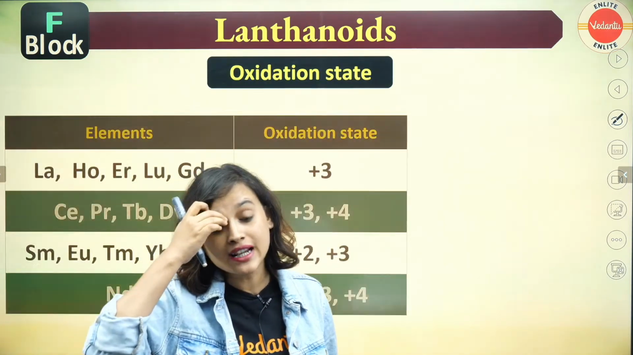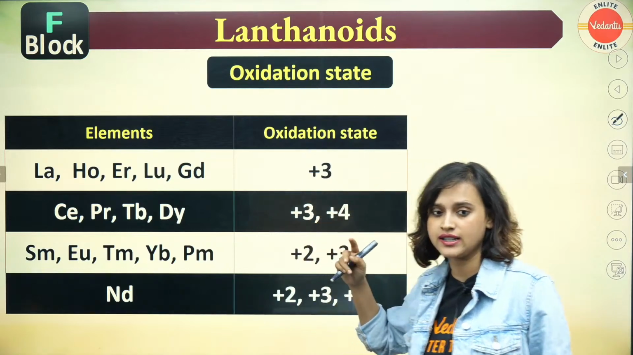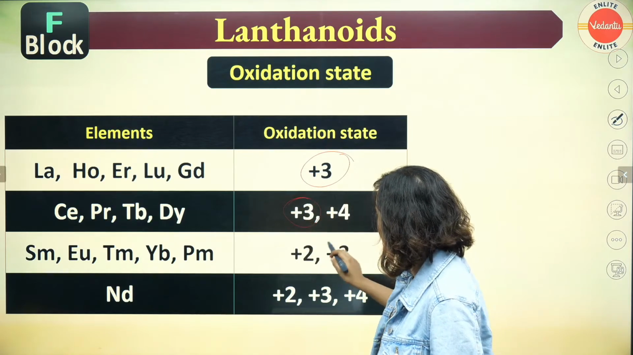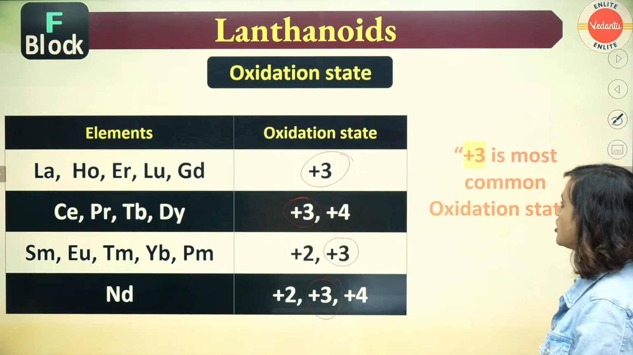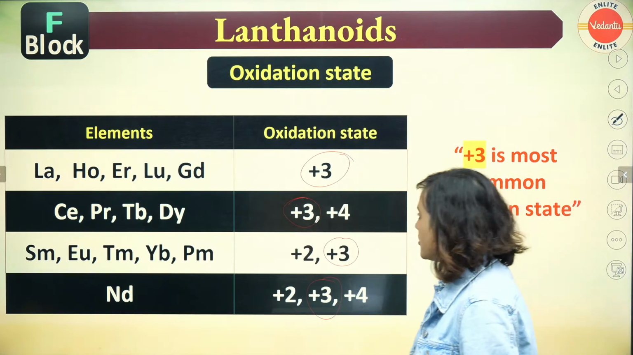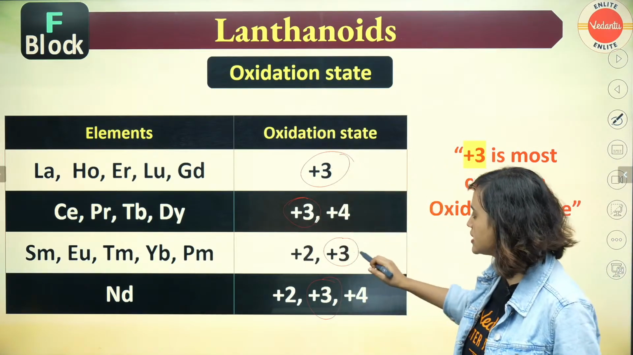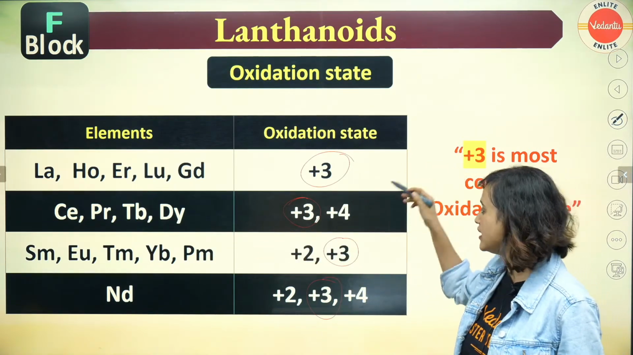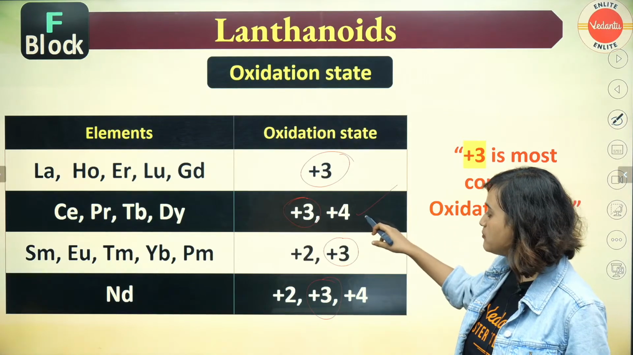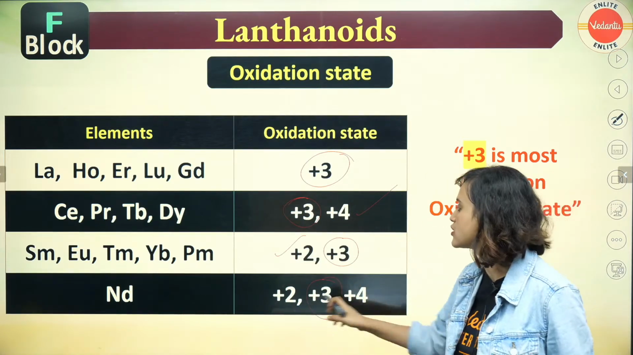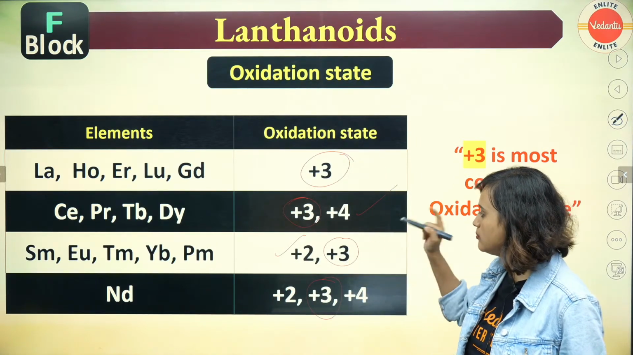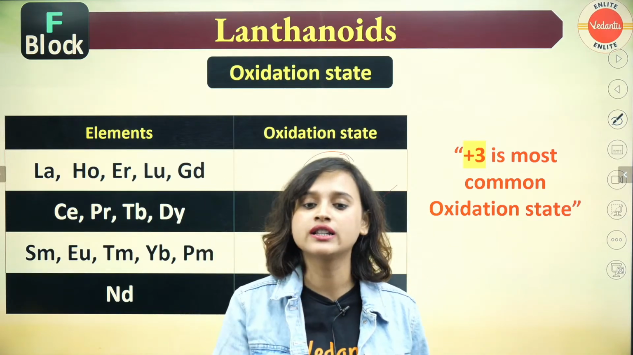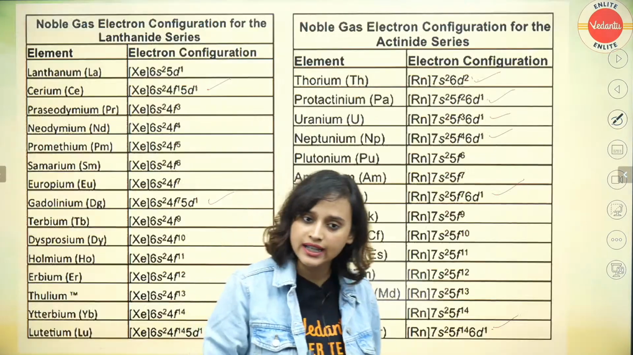Got it? Now let's take a look at the oxidation state. Okay, oxidation state, everybody take a look at it. Now in this case, the most common oxidation state is of course +3. Yes, +3 is the most common oxidation state. But there are also other oxidation states, as you can see, like cerium, Pr, Tb, Dy. I can't remember all of their names also. Okay, they have +4. These ones have +2, and these ones have +2 and +4. So that's it: +3, +2, +4. That is the oxidation state, okay? Got it, everybody? Yes, clear?